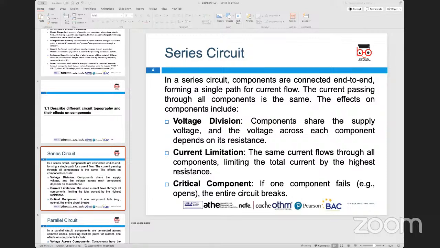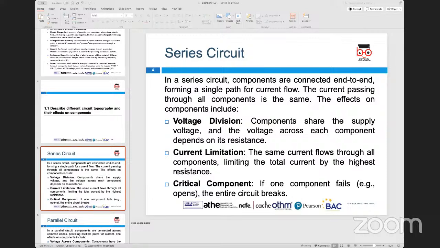So when we do talk about circuit topology, or essentially this particular part, we are looking at understanding some sort of electrical circuits. And these circuits would essentially be connected in some way that would allow the flow of electrons, or essentially energy, to flow through.